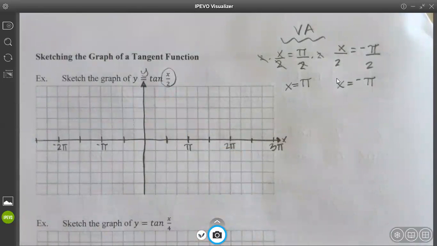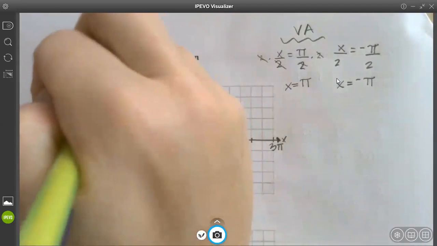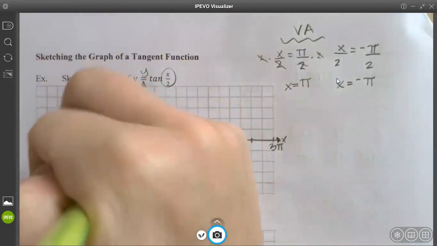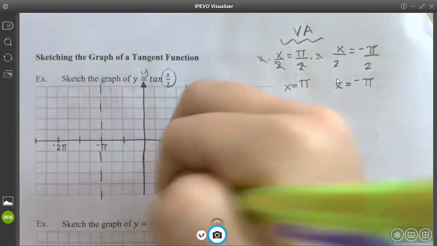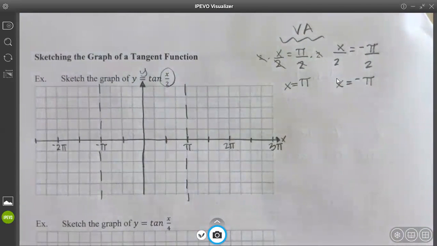Does everybody understand that? So if it's just regular tan, that's why your pi over 2's are working. And then this is why your pi's and negative pi's. So we're going to draw our vertical asymptotes. It's just a dashed line. What's exactly between those two?